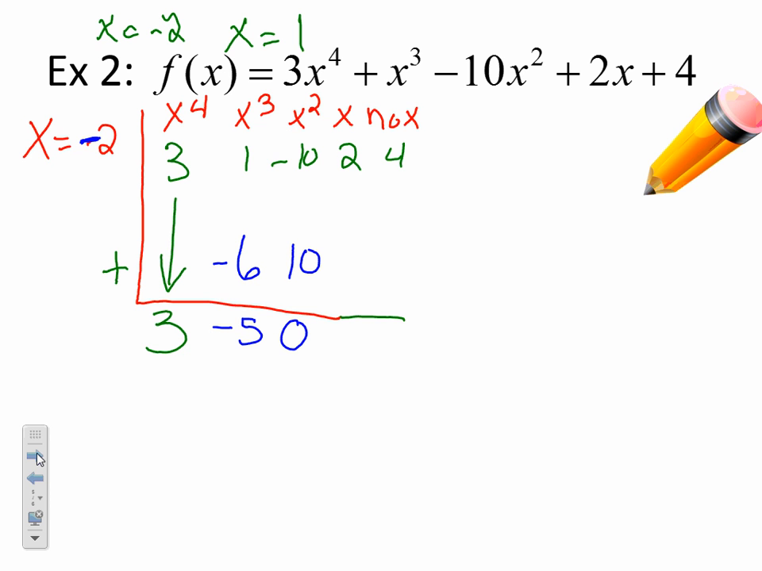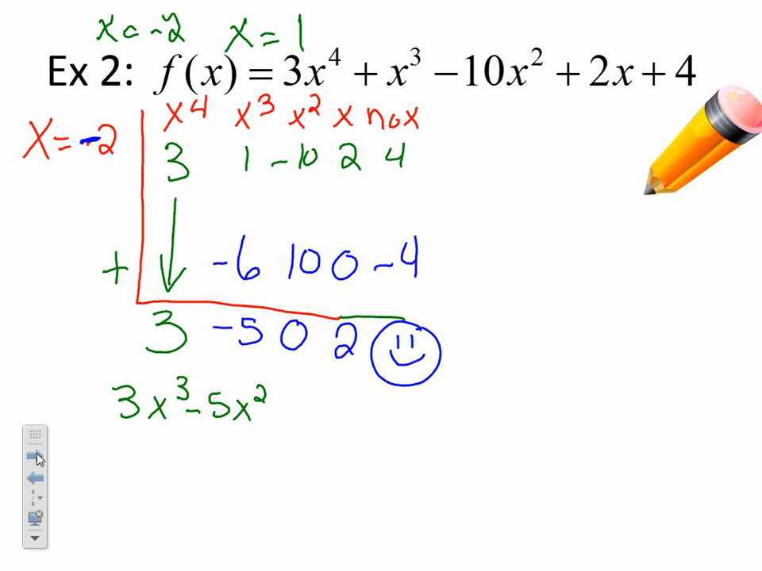0 times 2 is 0. Add those up, I get 2. Negative 2 times 2, I get negative 4. This is 0. It makes me very happy, hence the smiley face. Now I can rewrite this: 3x cubed minus 5x squared plus 0x plus 2.